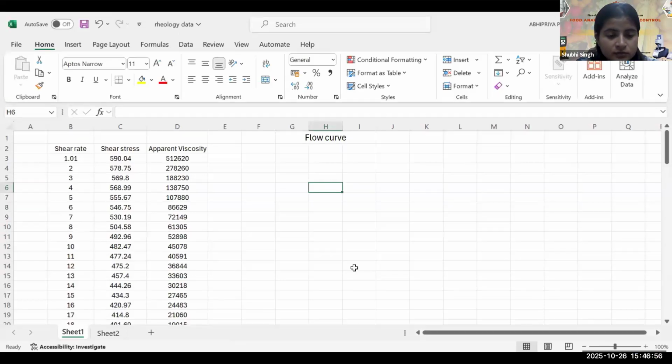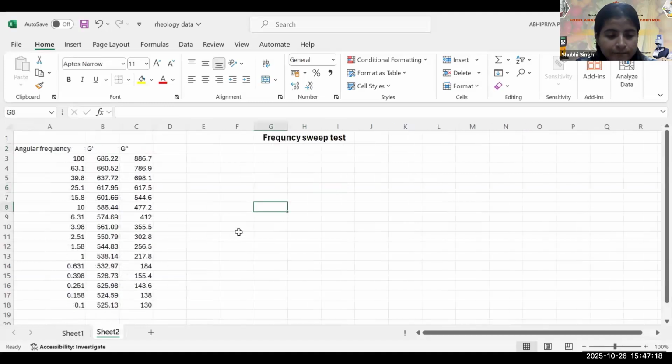So this is how we get the data of rheology. We can export the data in Excel sheet. So this is the flow curve data of a millet starch. So this is flow curve data where we can see the shear rate, shear stress, and apparent viscosity. In another sheet, we can see the frequency sweep test results, where we can see the angular frequency, G prime and G double prime, which is basically storage modulus and loss modulus.